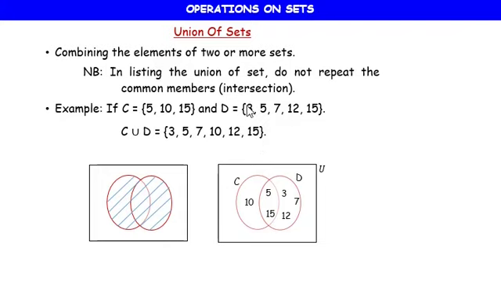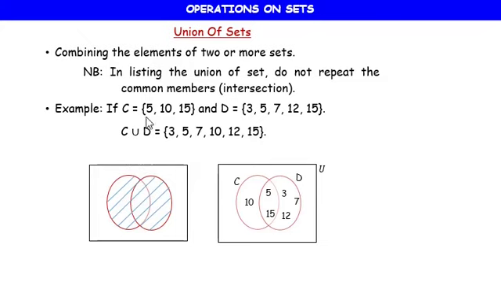So you're going to start with 3, and then 5, and then 7, and then we come to 10, we come to 12, and then 15. Right, so that is union of set. So let's look at how we represent union of set on the Venn diagram.